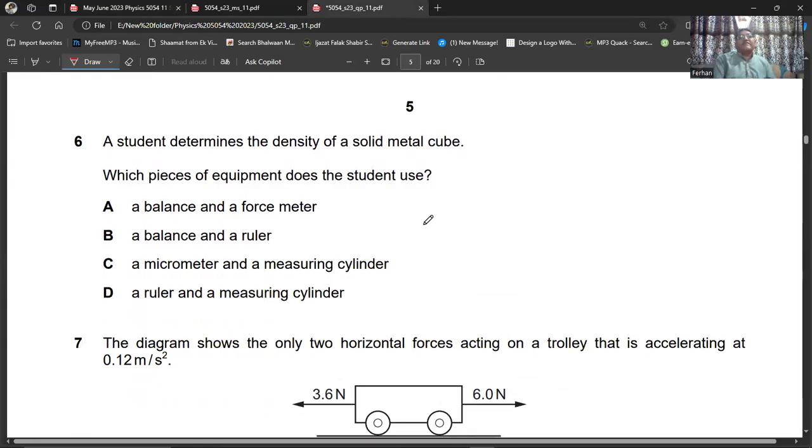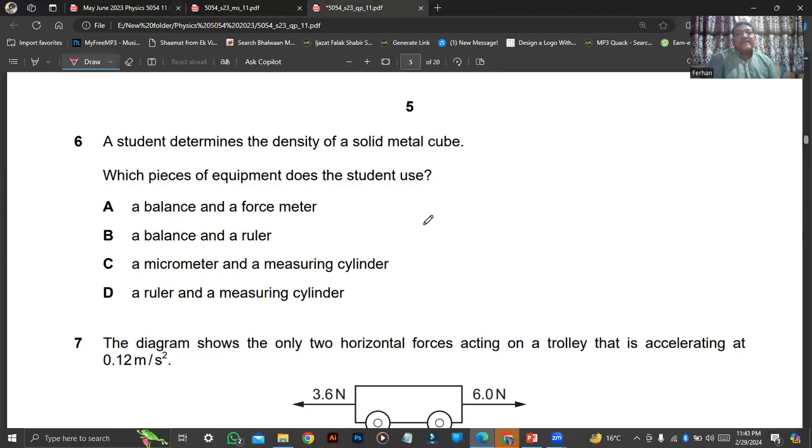That's question number 6. A student determines the density of a solid metal cube. Which piece of equipment does the student need? For finding the density of a cube, you need to find out the volume of the cube, and then you need to find out the mass of the cube, and then you will divide the mass by the volume. You will get the density of that cube.